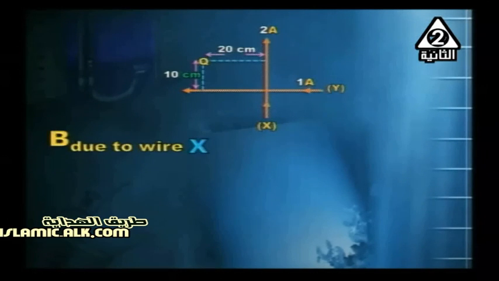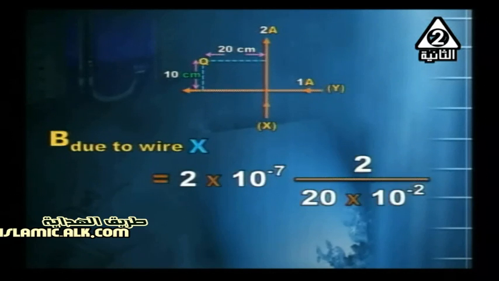Magnetic flux density due to wire X at point Q equals 2 times 10 to the power of negative 7, times the current through wire X, which is 2 amperes, over the distance, which is 20 times 10 to the power of negative 2 to convert it into meters. So it is equal to 2 times 10 to the power of negative 6 Tesla.